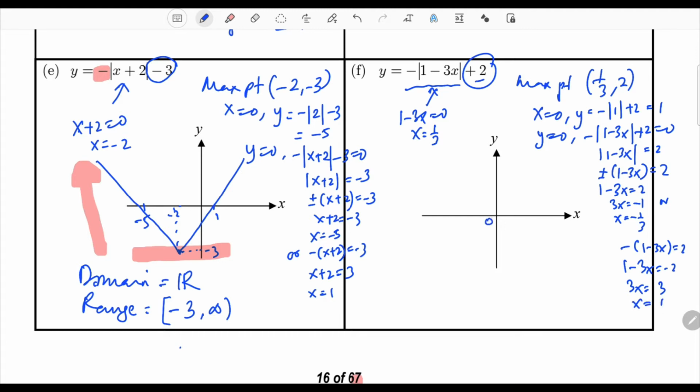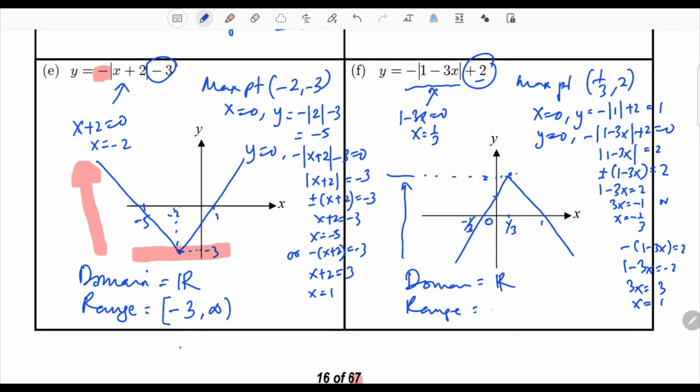So next, label the origin. So find your maximum point, (1/3, 2), somewhere here. So y-intercept 1. So this is 2. So something like this. This is how the graph looks like. So this is 1 over 3. So this is 1. So this is -1 over 3. Okay. So next, domain will be real number. So range, again, from negative infinity up to the maximum value possible, which will be 2. So negative infinity to 2.